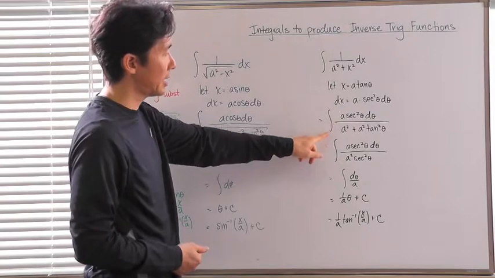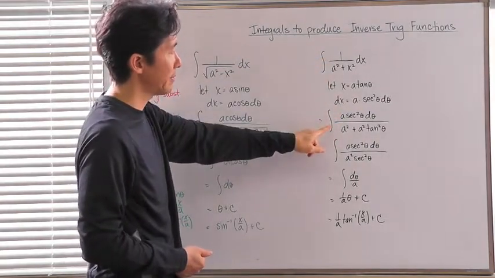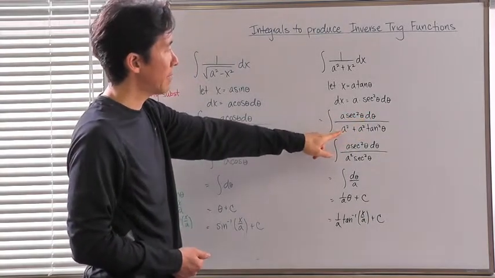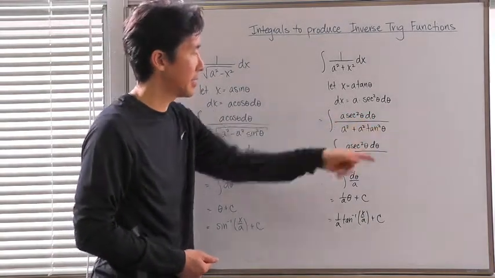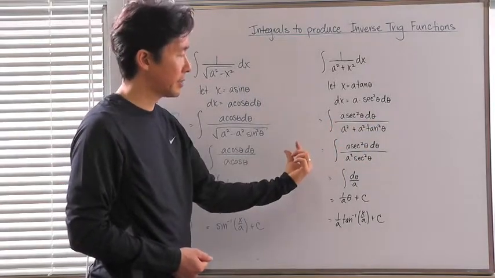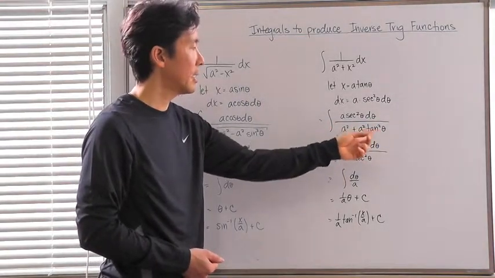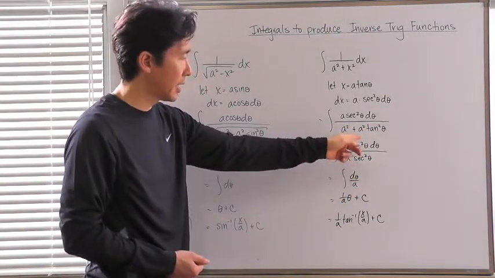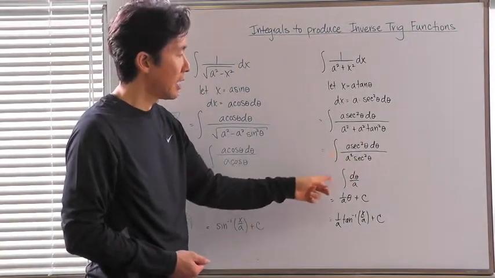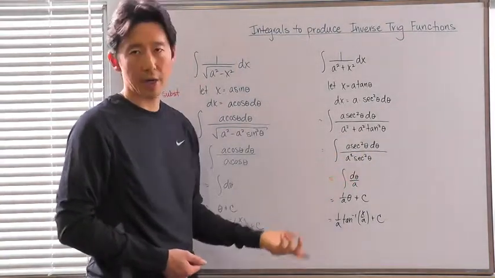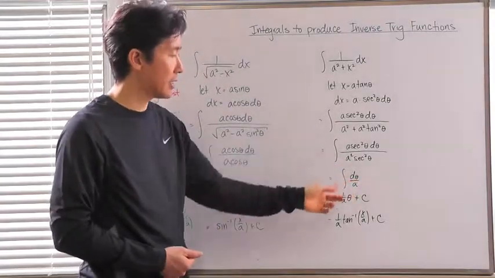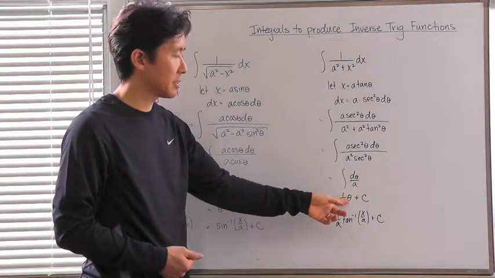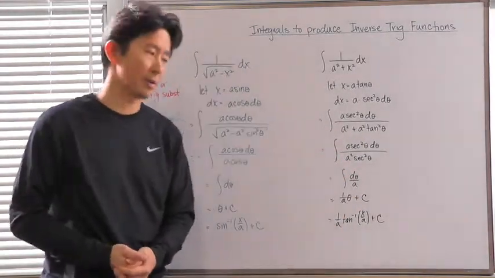If I rewrite this integral in terms of a and theta, I have a secant squared theta d theta divided by a squared plus a squared tan squared theta. If I factor out the a squared, I get 1 plus tan squared theta, which is the same thing as secant squared theta. So the secant squared thetas cancel, and I'm left with the integral of d theta over a. 1 over a is just a scalar multiple, so I can put that in front, and the integral of d theta is just theta, then add the constant of integration.